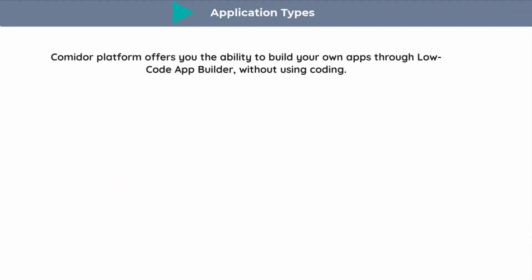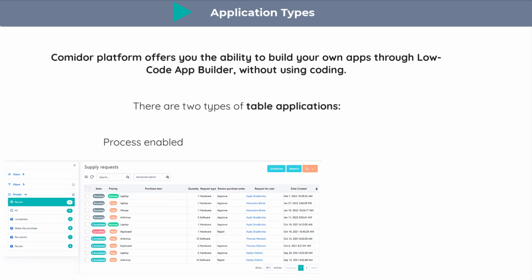Comidor platform offers you the ability to build your own apps through Low-Code App Builder without using coding. We have three application types. For table applications, we have process-enabled and non-process-enabled.